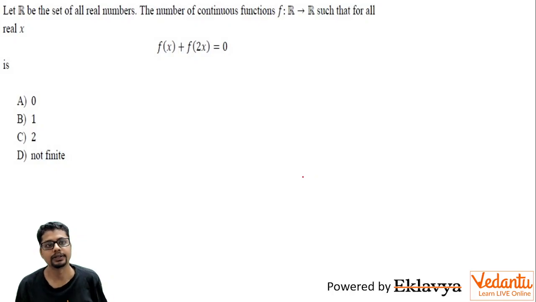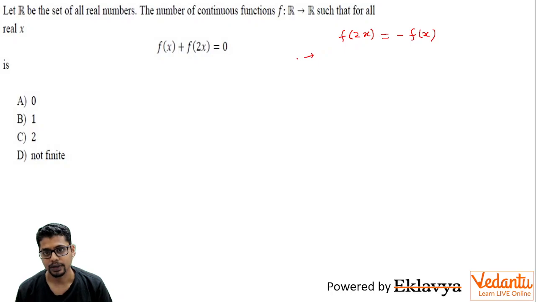Hi everyone, the question is: let R be the set of all real numbers. The number of continuous functions f defined from all real values to all real values such that for all real x, f of x plus f of 2x equals 0 is. So here f of 2x is essentially equal to minus f of x.